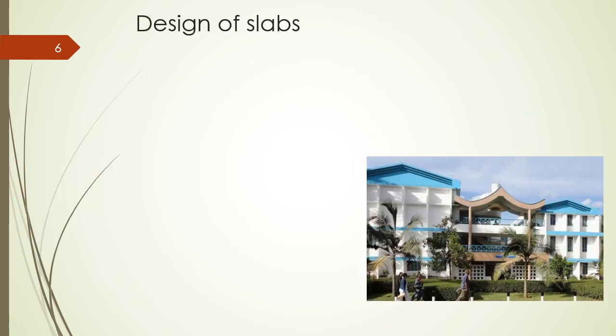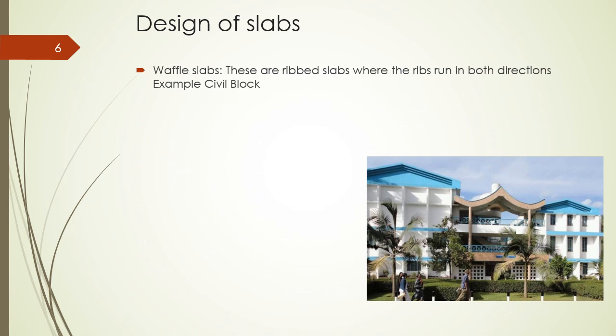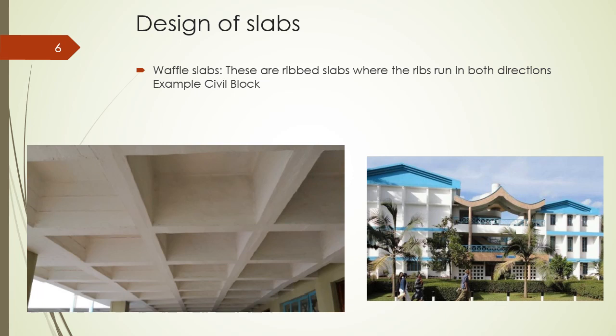The third type of RC slabs are called waffle slabs. These are ribbed slabs where the ribs run in both directions. An example where you can see a ribbed slab is the civil block at the University of Nairobi. In a waffle slab, as you can see in the picture, the ribs run in perpendicular directions.